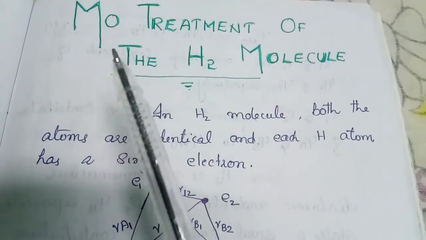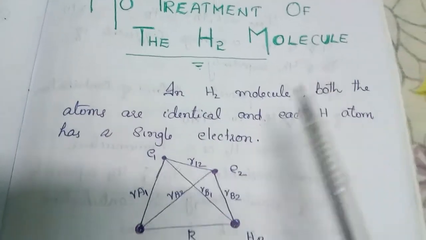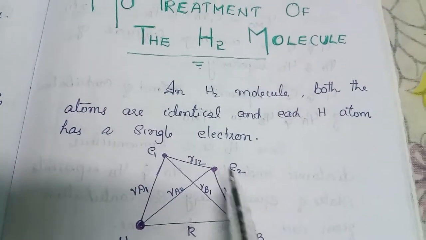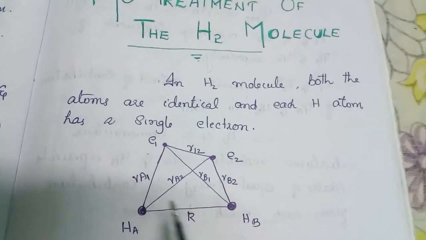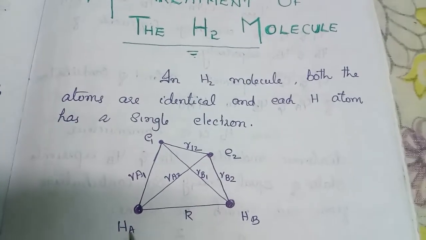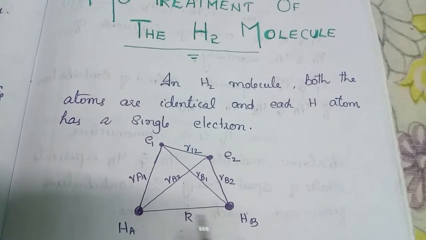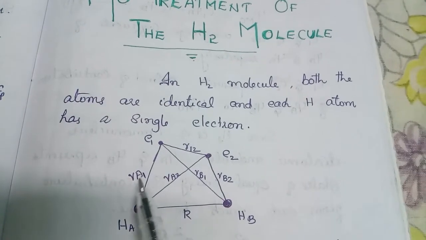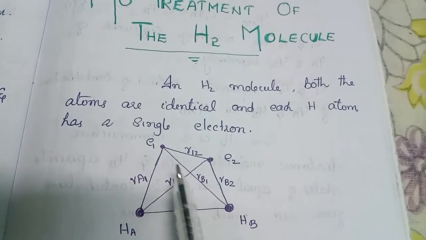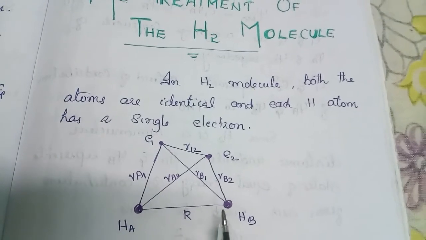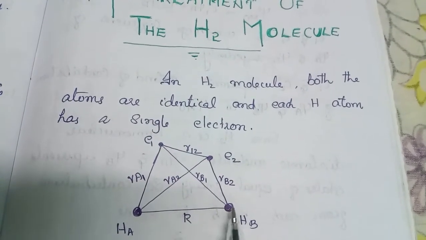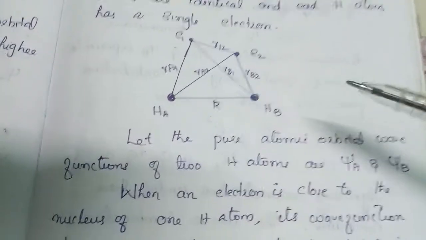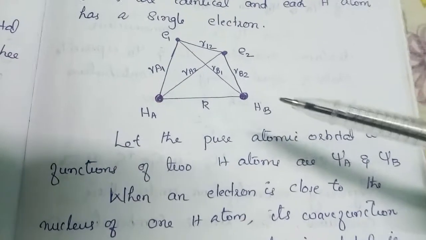Okay, the video is about the molecular orbital treatment of the hydrogen molecule. In the hydrogen molecule, both hydrogen atoms are identical, and each hydrogen atom has a single electron. This is the symbol representation of the hydrogen molecule. Ha and Hb represent the nuclei of the hydrogen atoms. E1 and E2 are electrons. Small r, A1, A2, B1, B2 represent the distance between an electron and the respective nucleus, and capital R is the internuclear distance, R12 the interelectronic distance.